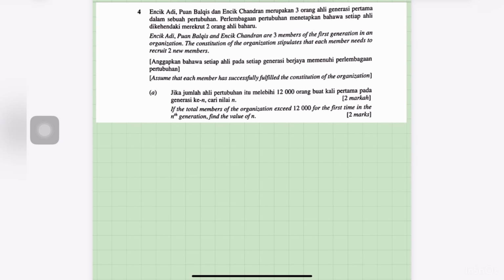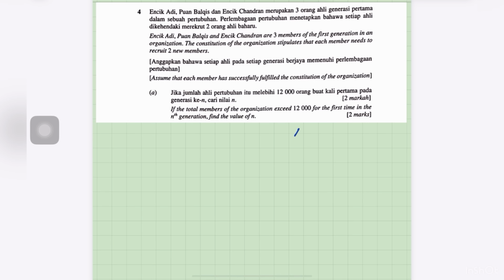Question number 4. Encik Adi, Puan Balkis and Encik Chandran are 3 members of the first generation in an organisation. The constitution of the organisation stipulates that each member needs to recruit 2 new members. Assume that each member has successfully fulfilled the constitution of the organisation. A, if the total members of the organisation exceed 12,000 for the first time in the nth generation, find the value of n. First of all, we need to find out what the situation is.